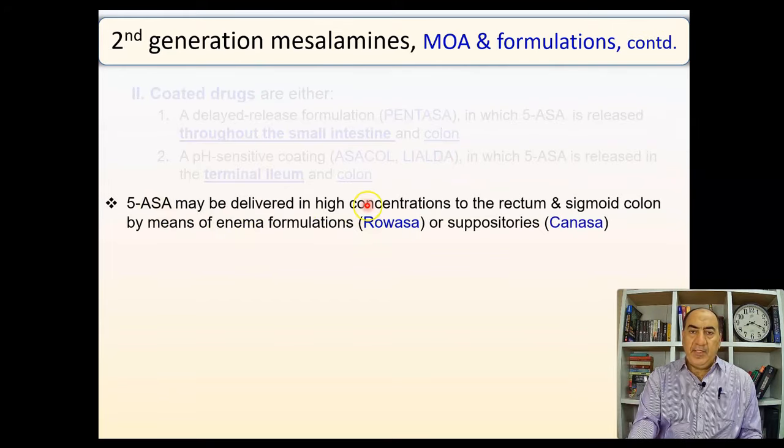5-ASA may be delivered in high concentration to the rectum and sigmoid colon. You'll take it through the anal canal, either through an enema, and the name is Rowassa, or by suppositories, Canasa. A suppository will go a little bit shorter. Rowassa, the enema, will go a little higher, maybe up to the sigmoid colon.